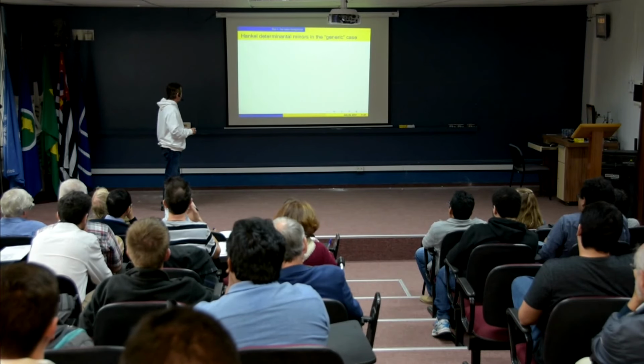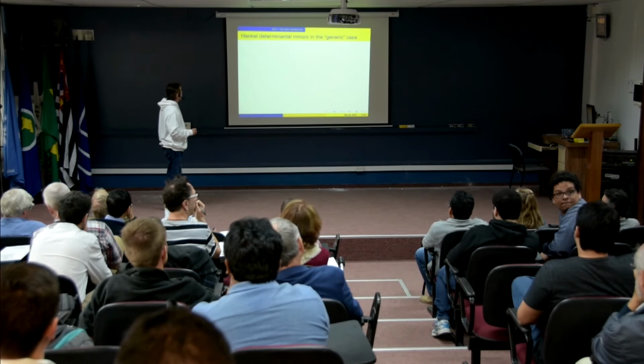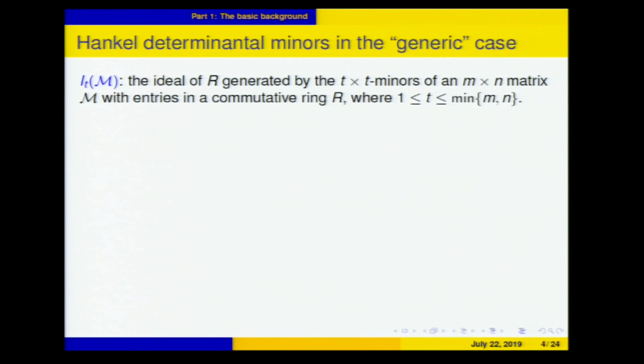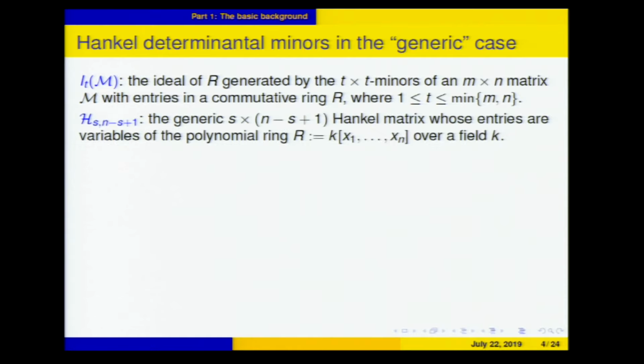Okay, so let's start a little bit. First, the generic case. This is my notation for the ideal generated by t-minors in an m by n matrix, over any commutative ring. This is the notation that I have at the beginning for a Hankel matrix, which is not necessarily square.